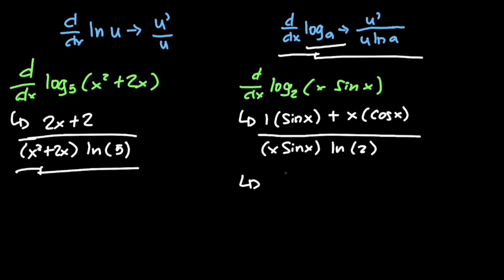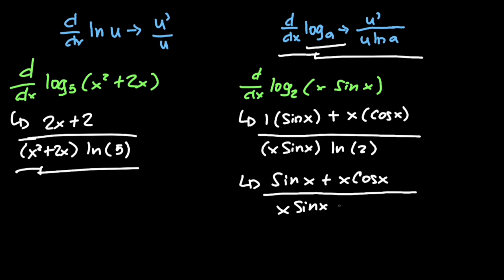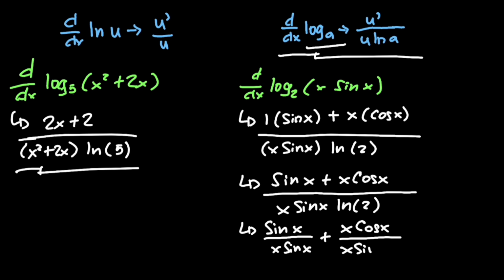Final answer here would be sine of x plus x cosine of x over x sine of x with the natural logarithm of 2. You can split this apart, so you will have sine of x over x sine of x plus x cosine of x over x sine of x.